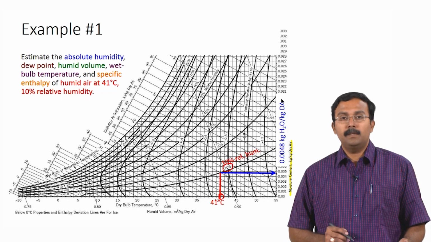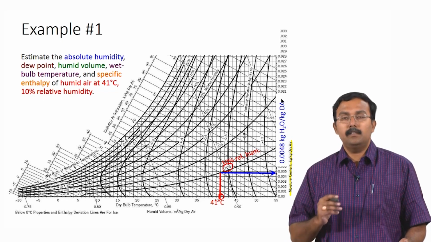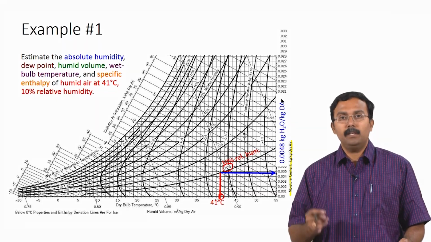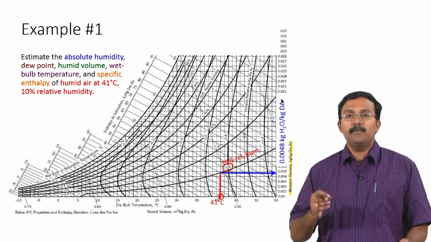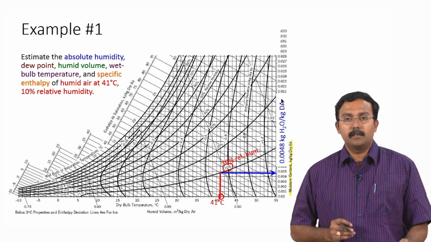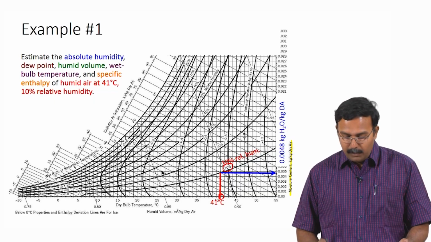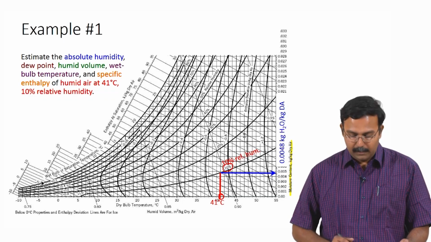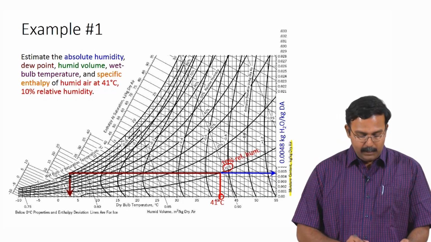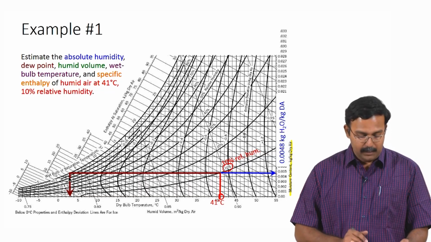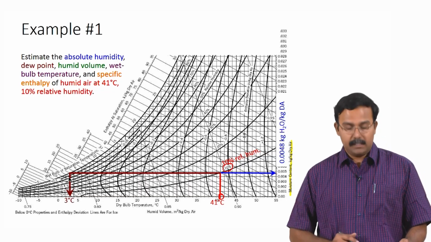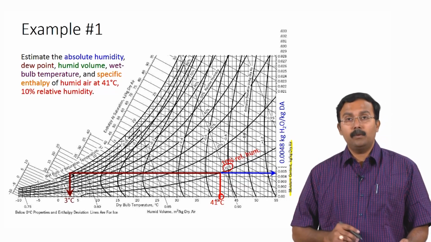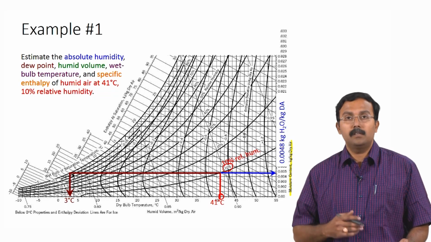The next aspect which has been asked to identify is dew point. Dew point is the temperature at which the first dew starts forming, or water starts condensing, if cooled at constant pressure. That can be identified by moving all the way to the saturation curve on the other side using a horizontal line. If we do that, we get to this point and can identify the temperature as 3 degrees Celsius.